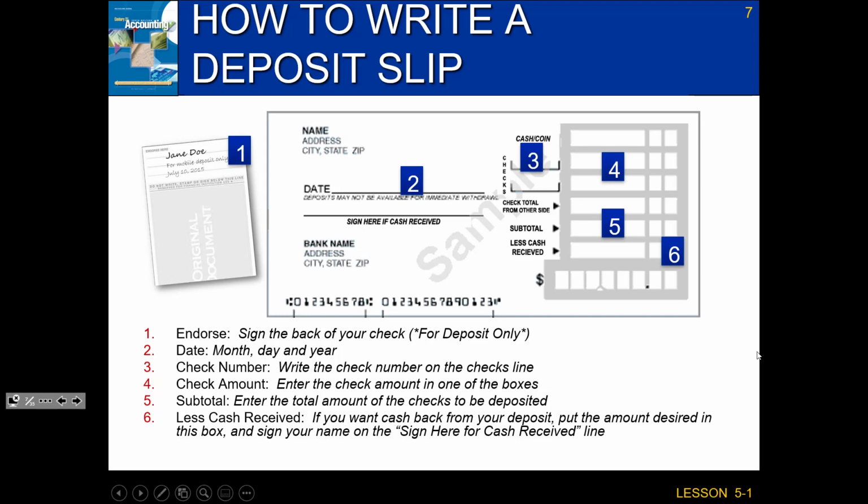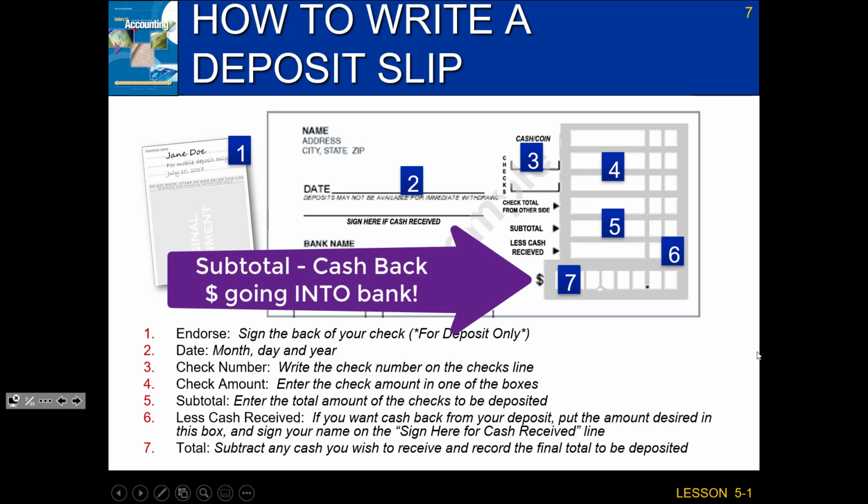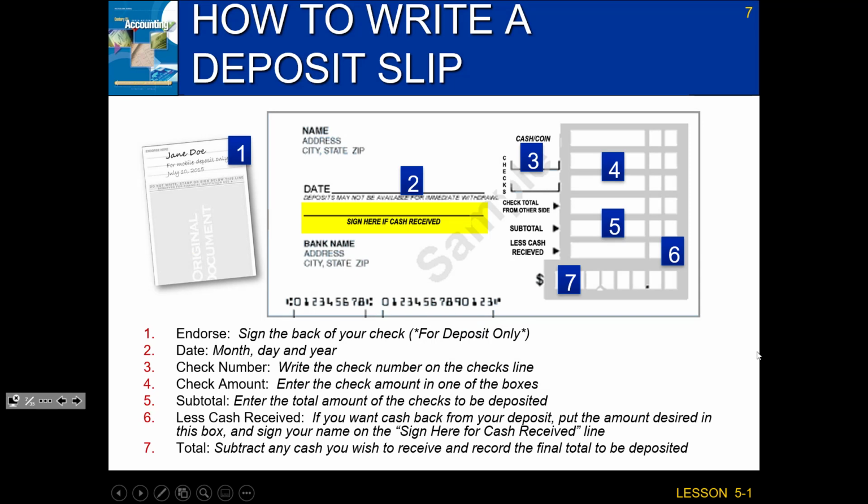The final box would be to subtract any cash I wish to receive and put that amount there. So again, if I had $200 and I took $50 out in cash, box number 7 is the amount of money that goes into the bank. So that would be $150. If you get cash back, you do need to sign on the line that says sign here if cash received.